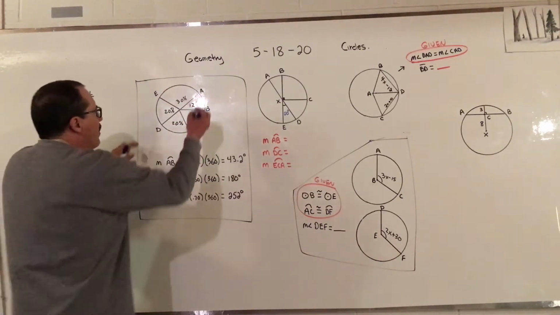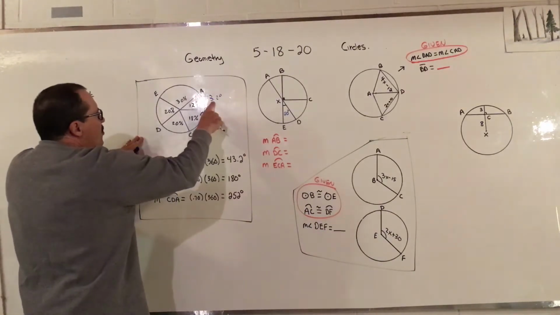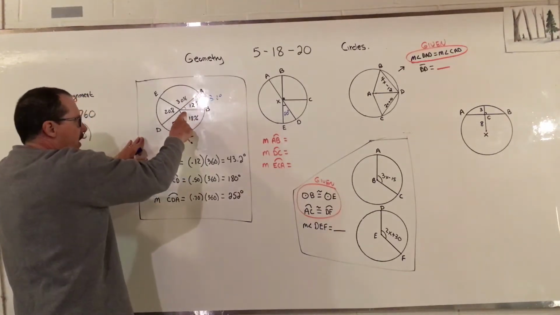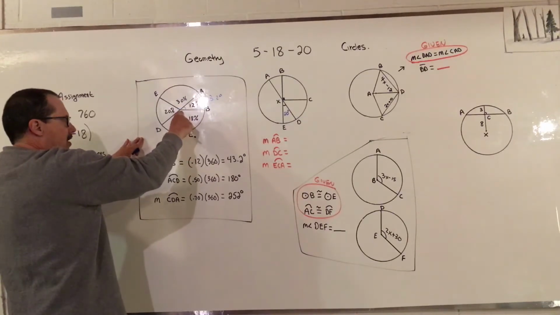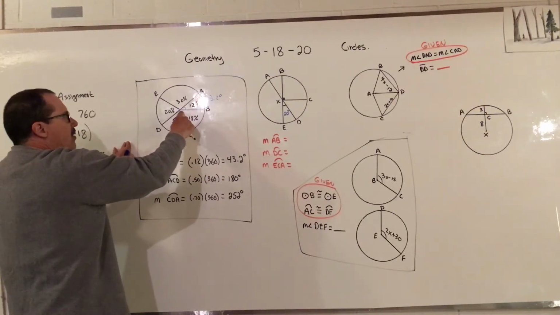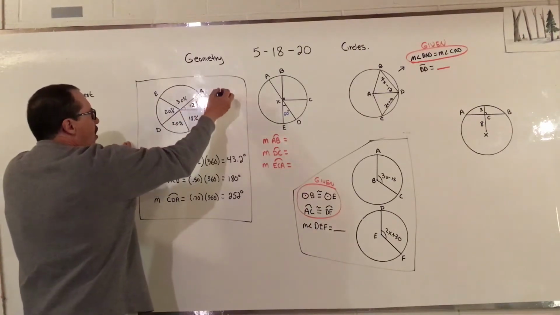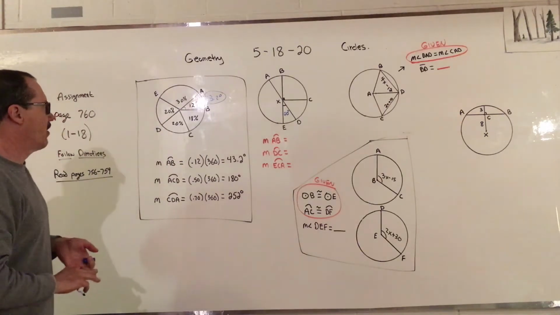That would be what this arc out here is equal to. To be truthful, that's how big this angle in here is too. The central angle, this is called a central angle because the center is the vertex of the angle. This angle and this arc always have the same measure. Arcs are measured in degrees just like angles are.